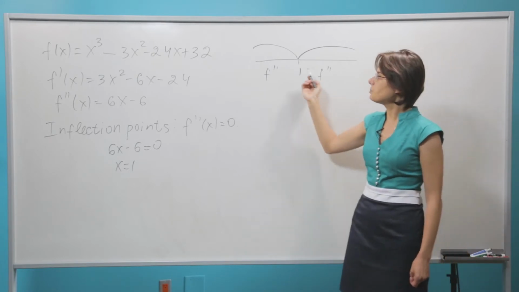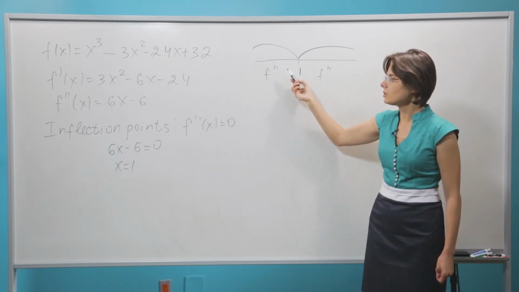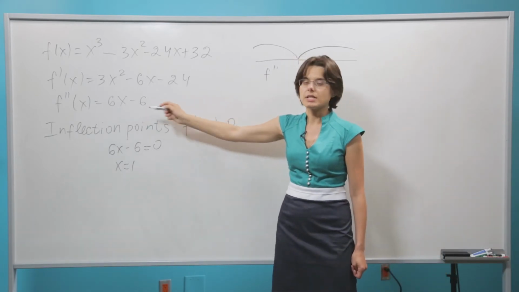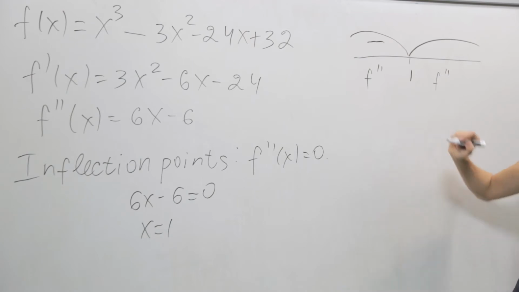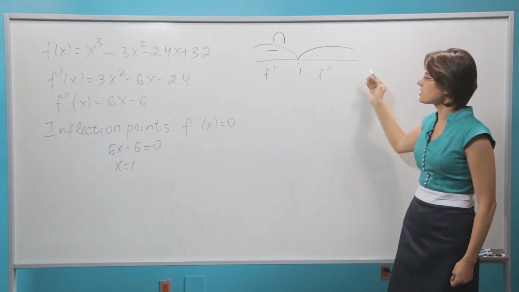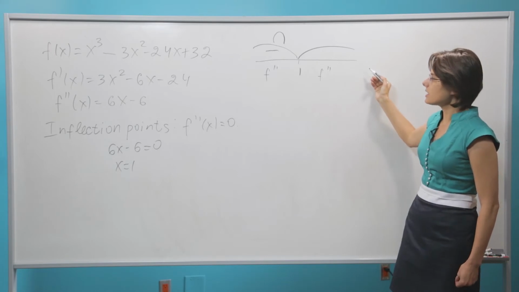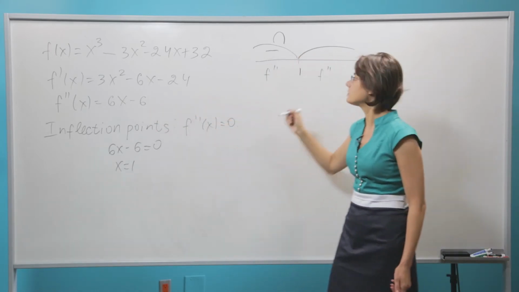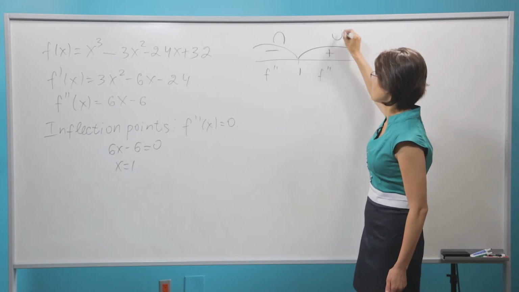And again, pick any point on the first subinterval, say 0, plug it into the second derivative. You can see that it's negative, so function will be concave down. And if we pick any point from the second subinterval, let's say 10, plug it into the second derivative, you can see that it's positive, function is concave up.